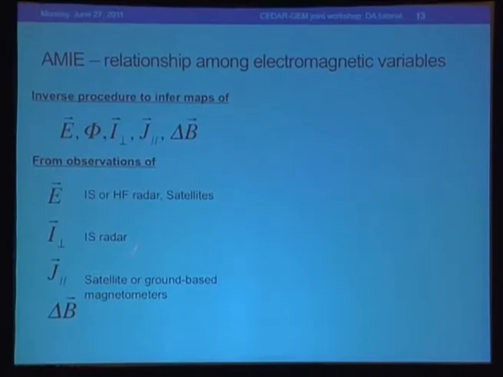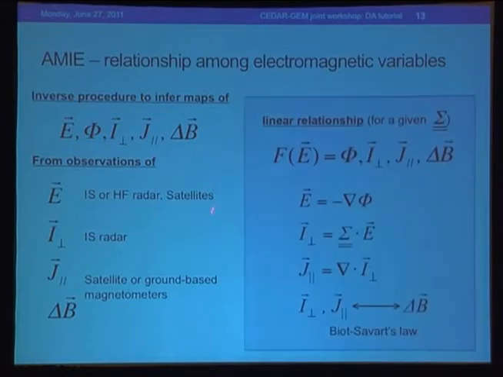Now I'm going to explain how AMIE actually combines those different observation types to get a coherent map of electrodynamics. Okay, so AMIE doesn't actually analyze those data independently. We use linear relationships among those variables. That means if I know the electric field, I could map the information to different parameters, under the assumption that conductance is known, right? Let's look at that a bit more carefully.